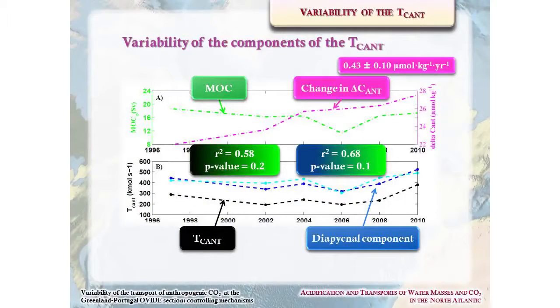So in terms of volume transport, the diapycnal component is directly related to the meridional overturning circulation. However, during the period of time studied in this work, the intensity of the meridional overturning circulation is not correlated with the transport of anthropogenic CO2, and the same occurs with the diapycnal component. This also suggests that although the diapycnal circulation is related to the meridional overturning circulation, in the case of the transport of anthropogenic CO2 there is another factor acting on the variability of the diapycnal component, which is very likely the different change in the concentration of anthropogenic CO2 between the upper and lower limbs of the meridional overturning circulation.